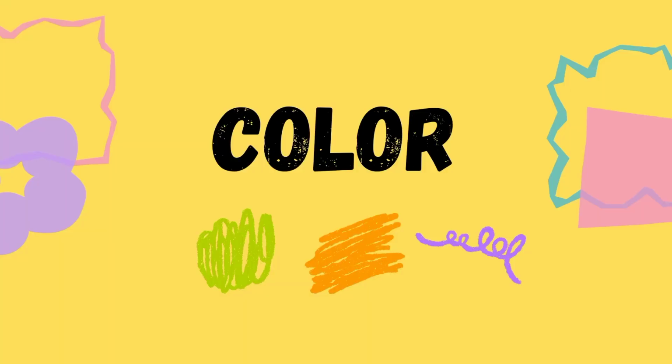Next, we have shape. A shape is a flat closed area made when lines meet. Shapes can be geometric, like circles, squares, and triangles, or organic ones like leaves, clouds, or natural forms. Shapes are important because they make up most of what we see in a drawing or painting. Without shapes, art would just be a bunch of lines.